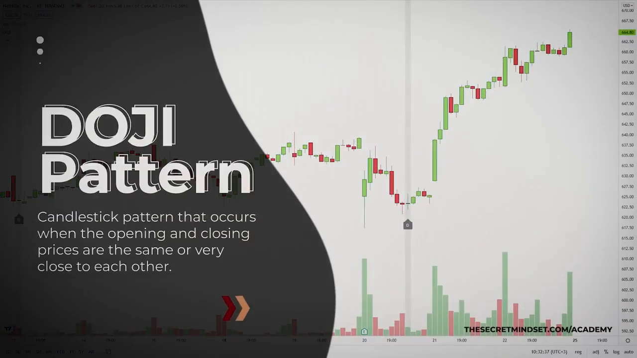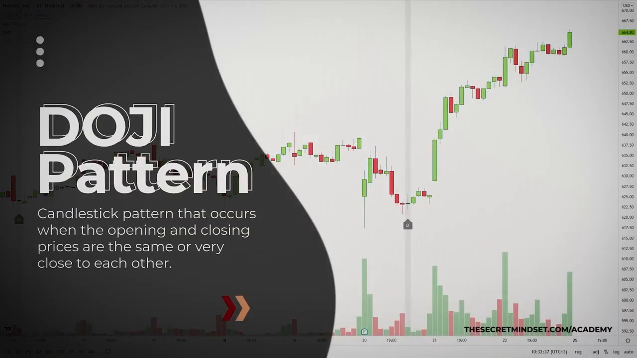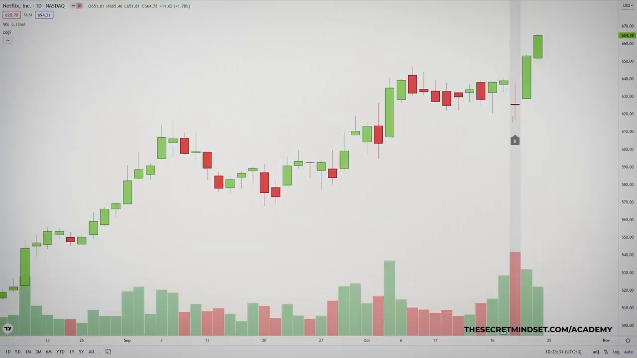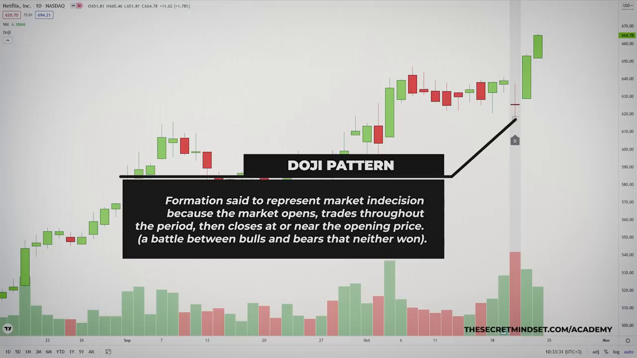This is a candlestick pattern that occurs when the opening and closing prices are the same or very close to each other. The shadows can be either long or short, and there can be various types of doji bars. But for our strategy, it's not important to distinguish the type of the doji formation. It's only important to be able to recognize what it looks like on a chart. This formation is said to represent market indecision because the market opens, trades throughout the period, and then closes at or near the opening price. It represents a battle between bulls and bears that neither won.